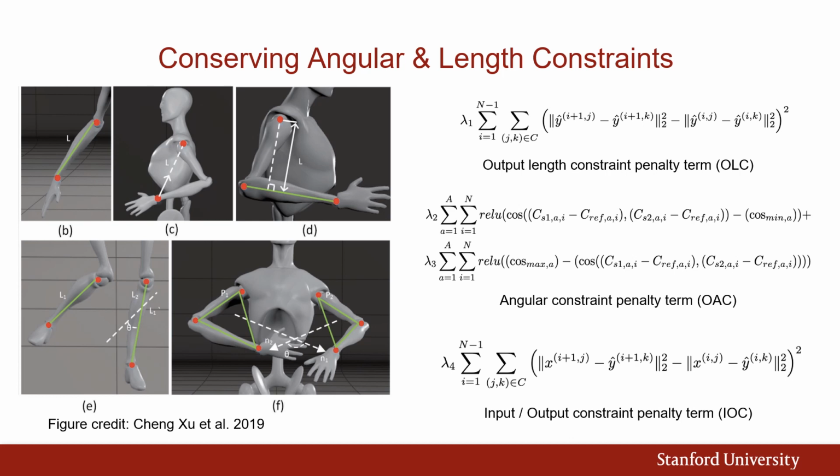Based on our literature review, we decided that imposing these constraints in a soft manner, particularly by adding penalty terms to the base model's mean squared error, is the way to move forward. To this end, we constructed three new loss terms. The OLC term, which preserves distance between certain output markers over time, the OAC term, which ensures that angles between certain groups of markers stay within human ranges, and the IOC term, which preserves distances between certain input and output marker pairs.